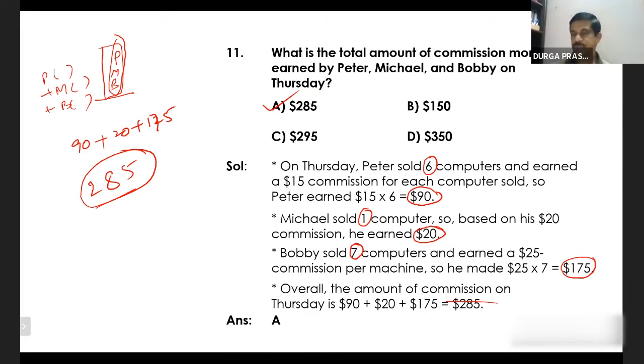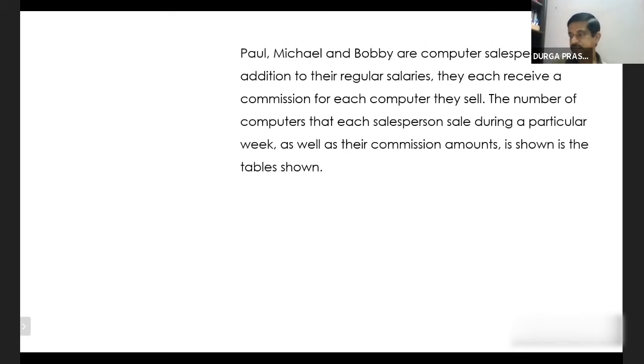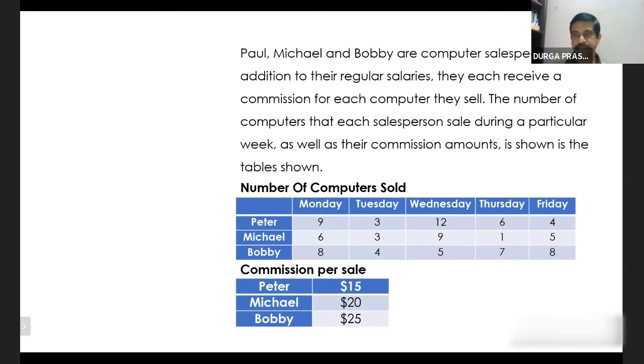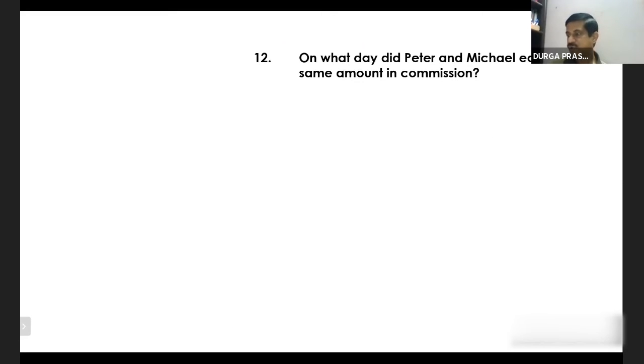Okay. So let us see what is there next for us. So again, the same data, but it's all same. So let us see what is the question. On what day did Peter and Mikhail earn the same amount in commission?